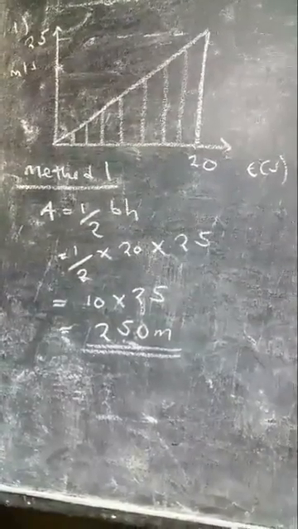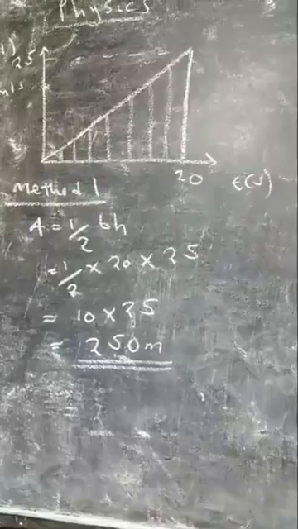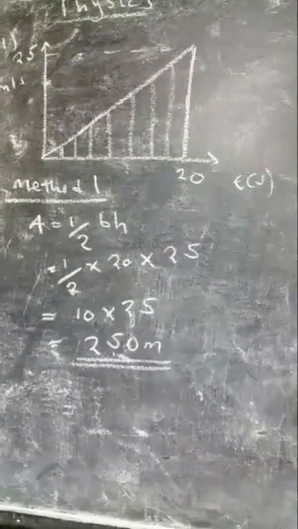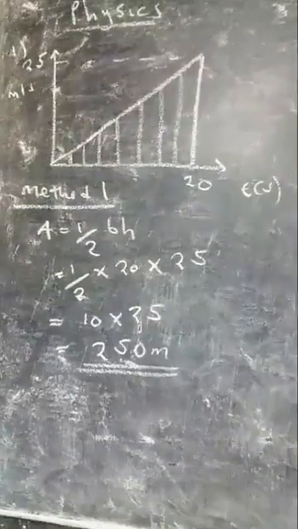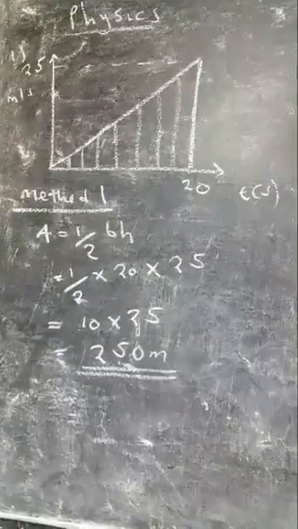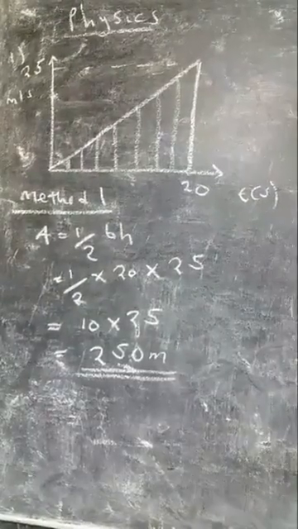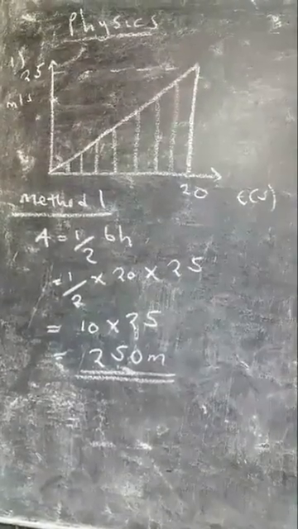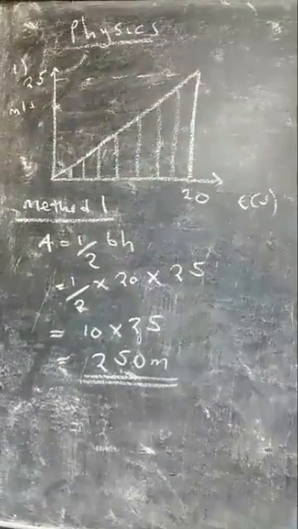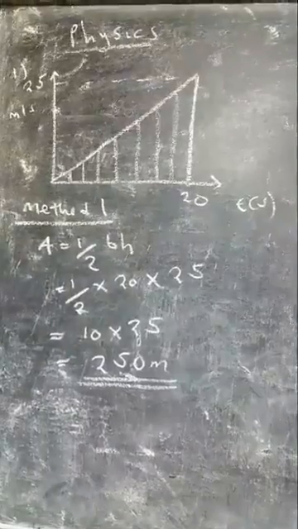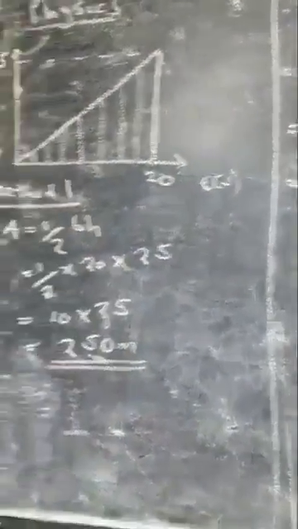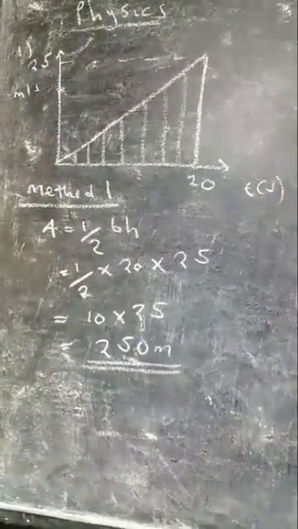So I've used area under the graph, which is equal to the distance. When it's a triangle, you can also use the other method. So let me just show you the other method that you guys can use. But this one is the best and the easiest. So let me just show you the other method on the other side.